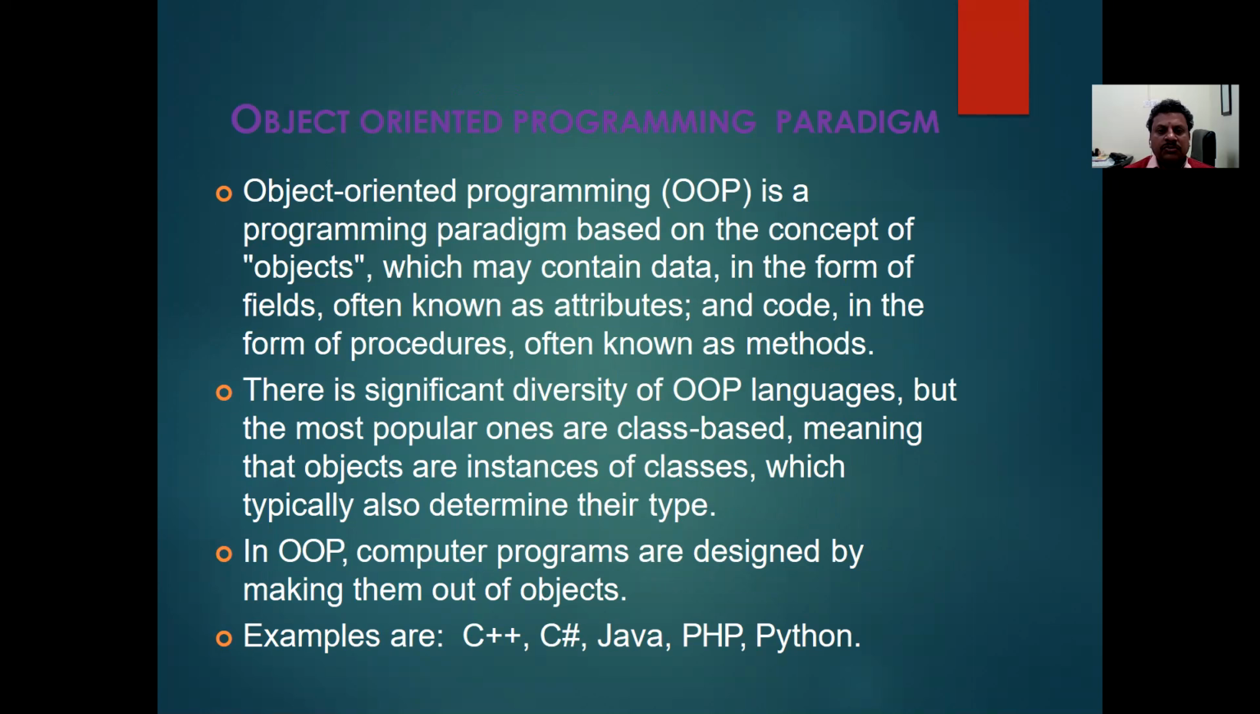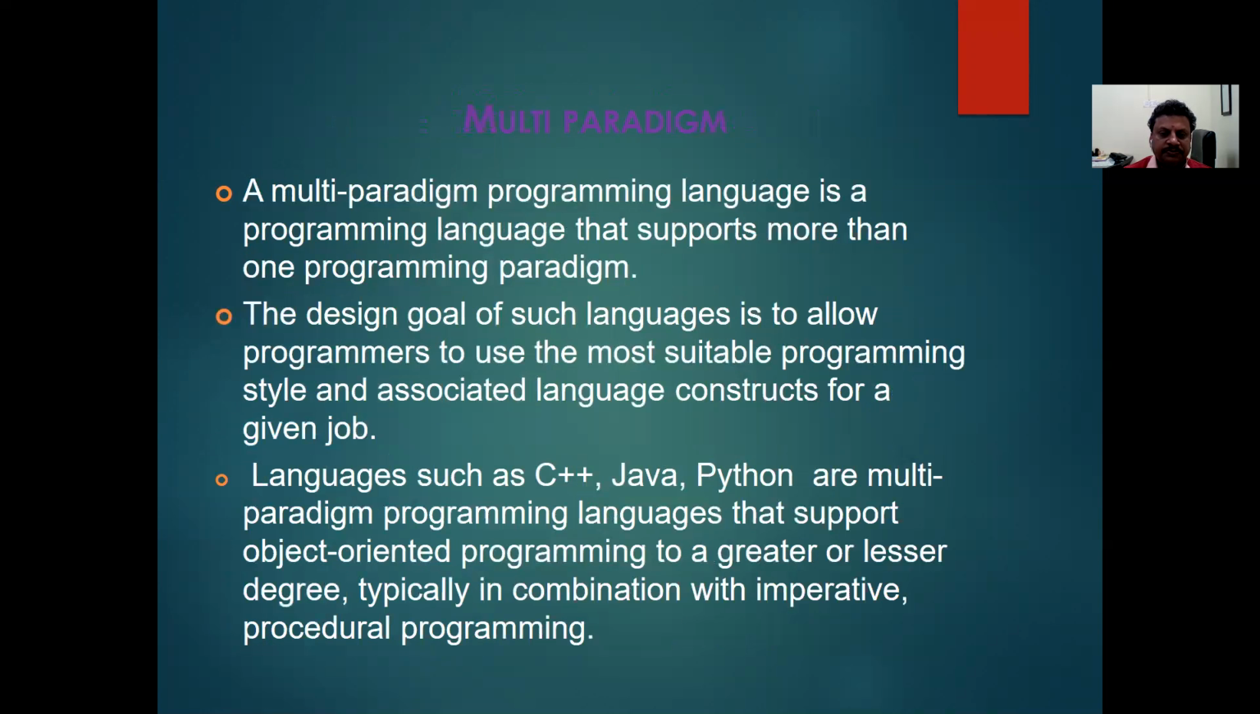Object-oriented programming paradigm. Object-oriented programming, or OOP, is a programming paradigm based on the concept of objects which may contain data in the form of fields, often known as attributes, and code in the form of procedures, often known as methods. There is a significant diversity of OOP languages, but the most popular ones are class-based, meaning that objects are instances of a class, which typically also determines their type. In OOP, computer programs are designed by making them out of objects. Some examples include PHP, Python, Java.